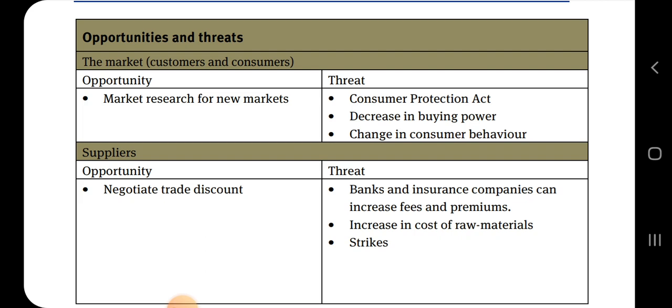So the opportunities and threats with regards to customers and consumers. How can customers be an opportunity, and how can customers be a threat to the business? They can be an opportunity if you have done new market research and you want to get new customers. And the threat is the Consumer Protection Act. You cannot harm customers and think your actions will go unnoticed. The Consumer Protection Act will come for you.